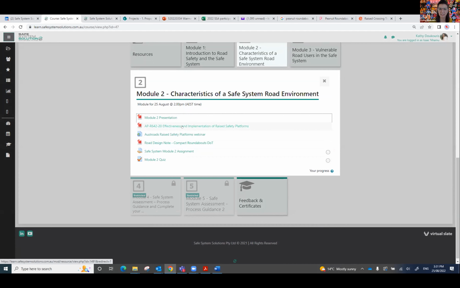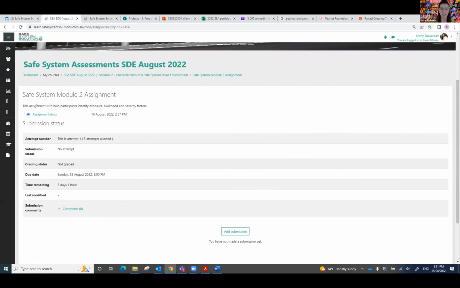So there's a couple of things in here. That webinar I talked about, the Austroads one, that guidance document, effectiveness and implementation of road safety platforms. And you also talked about the compact roundabouts design note that I've also popped in there as well. Great. So you click onto the assignment, and what you do is you open that up.